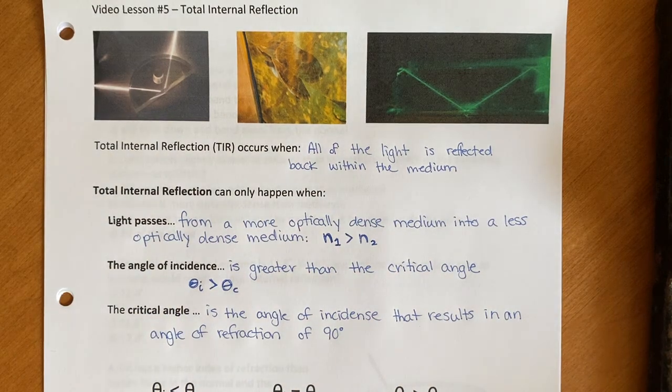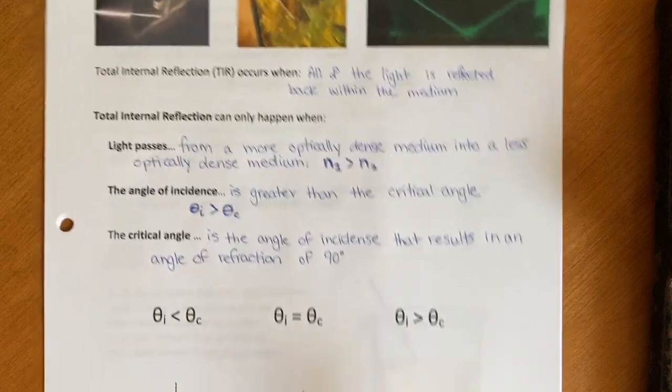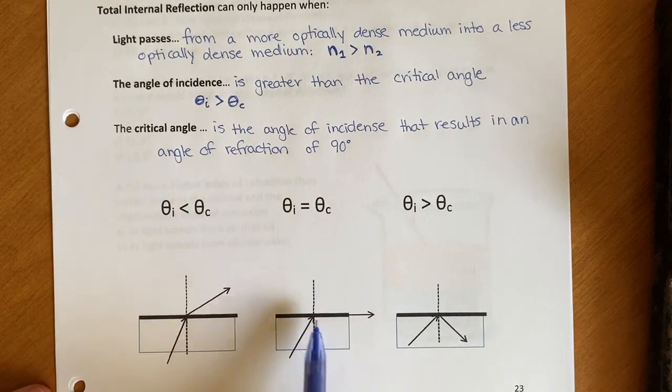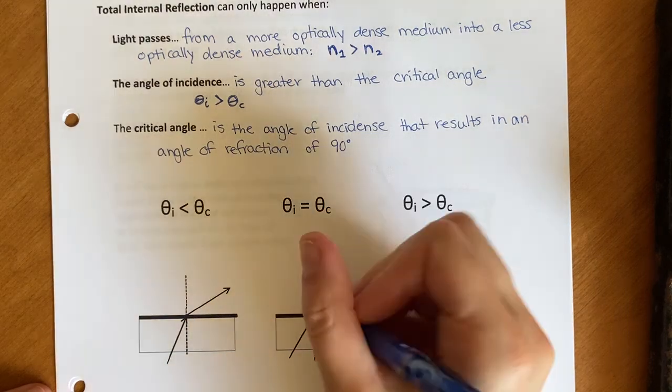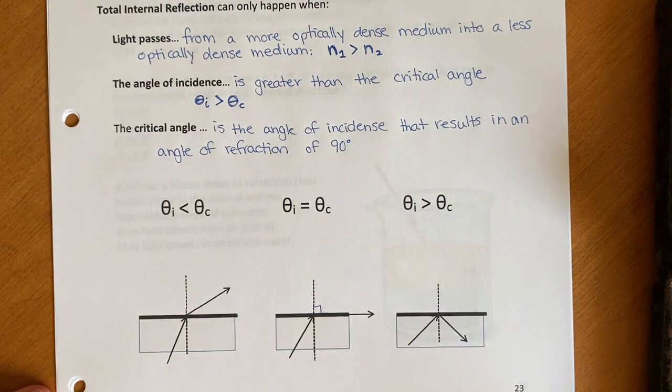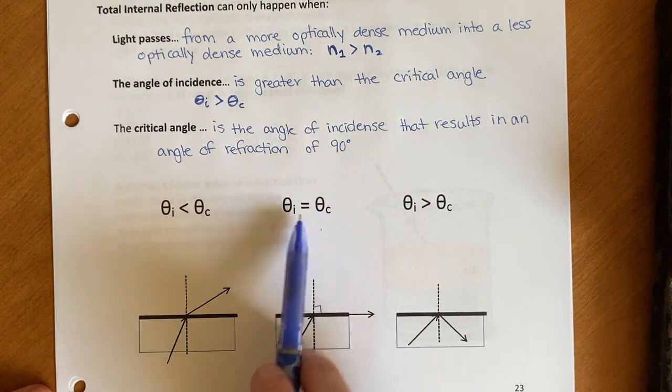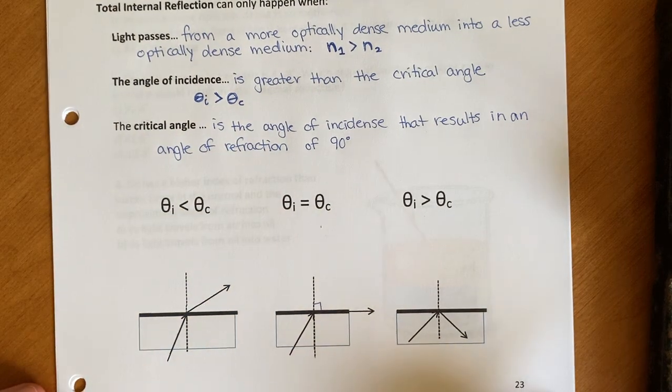So when something's traveling from a more optically dense medium into a less optically dense medium, the light is speeding up, which means that if you think about the diagrams that you drew in the last video, your angle of refraction becomes greater and greater than your angle of incidence. So eventually you're going to reach an angle of incidence where the angle of refraction is going to be in line with the surface. So that's that 90-degree angle there, and that's your critical angle. So let's go through these examples at the bottom here.